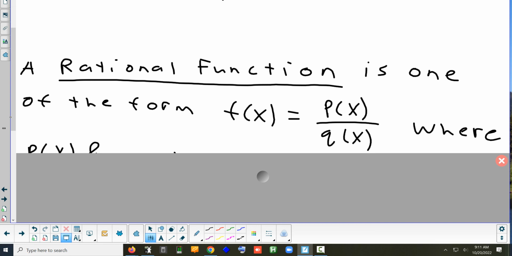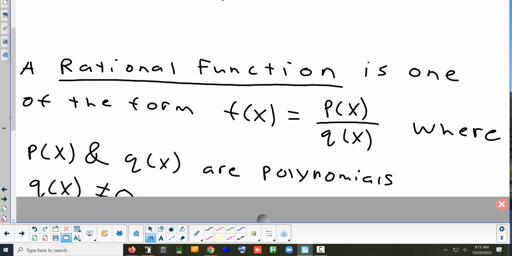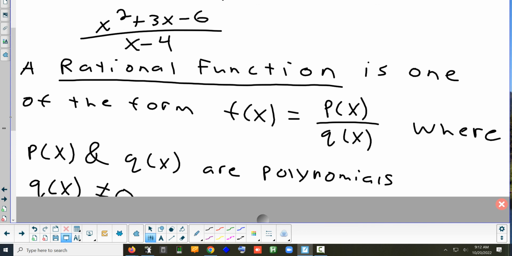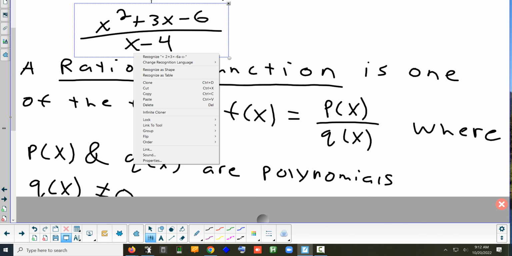So it says a rational function is a fraction where what's in the top and what's in the bottom are polynomials. So another example, x squared plus 3x minus 6 over x minus 4. That's another example of a rational function. Quadratic polynomial in the top, linear polynomial in the bottom.